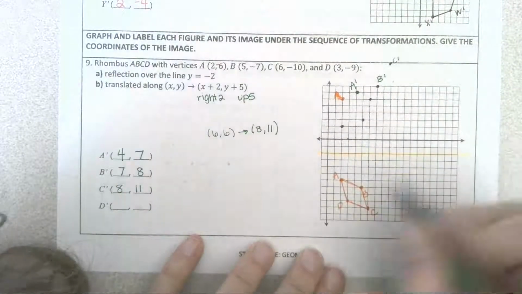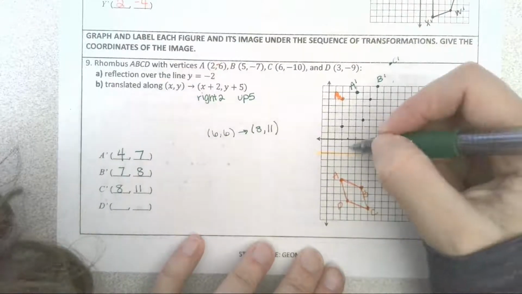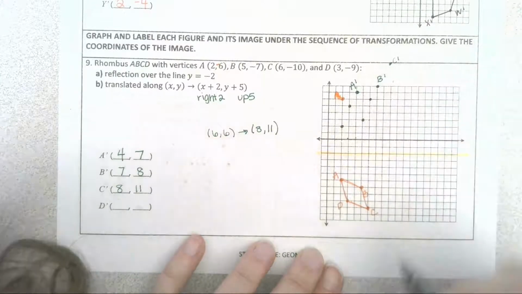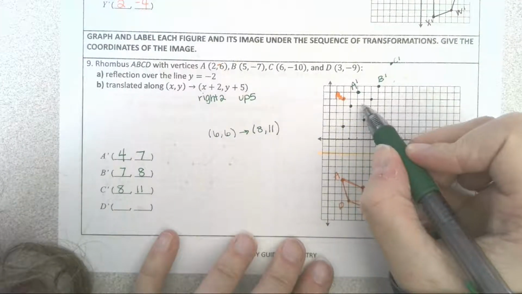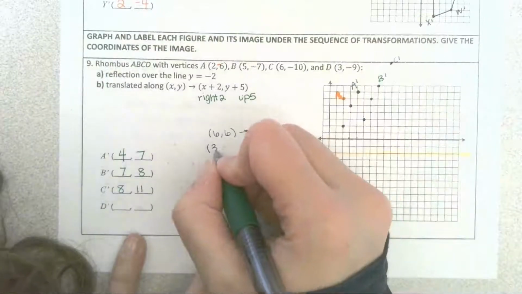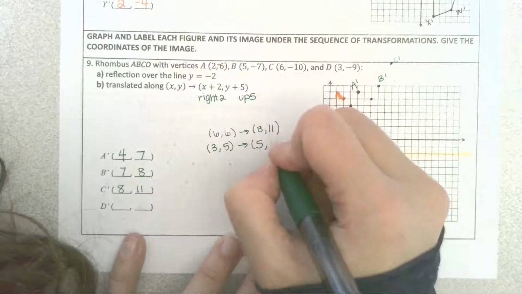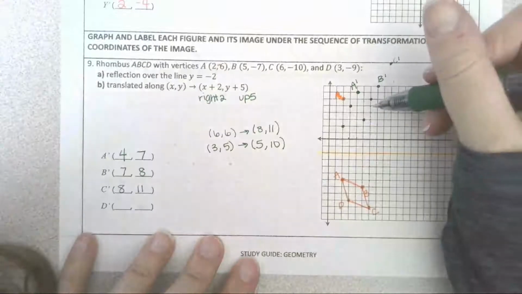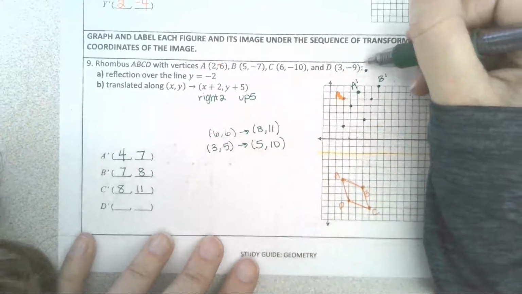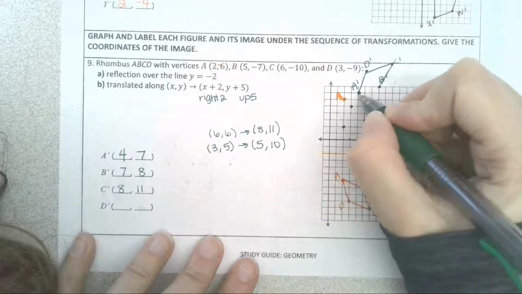And then for D, it's 7 units away, and 7 units on the other side. And then I would move that right 2. So let's see, that's at 3, 5. So right 2 and up 5. We'll put that right about here. So it would end up here. Oh, my C prime got a little messy.